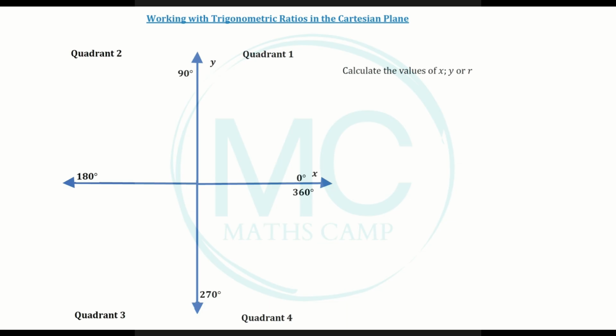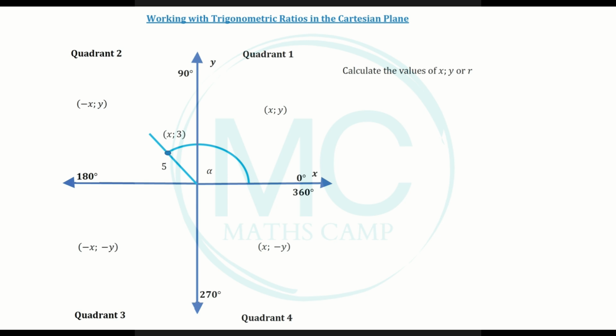Calculate the value of x, y, or r. For part A, we are given this diagram, and here we need to find the value of x. Remember that in quadrant 1, both the x and y coordinates will be positive. In quadrant 2, x is negative but y is positive. In quadrant 3, both x and y are negative. And in quadrant 4, x is positive but y is negative. The value of r will always be positive, regardless of which quadrant the terminal arm lies in.